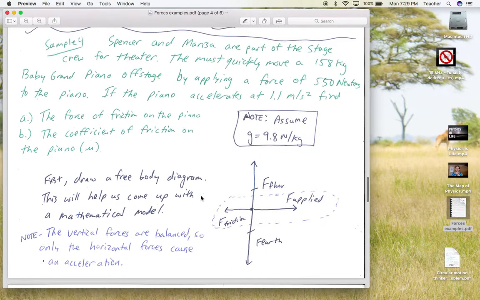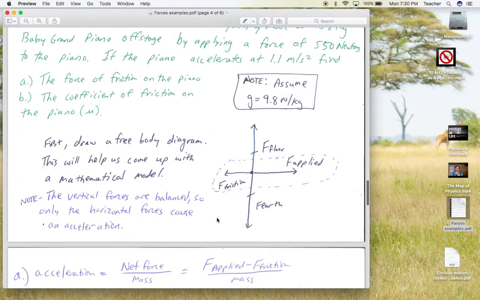Sample 4. Spencer and Marissa are part of the stage crew for theater. They must quickly move a 158 kilogram baby grand piano off stage by applying a force of 550 newtons to the piano. If the piano accelerates at 1.1 meters per second squared, find the force of friction and the coefficient of friction. So now we're working backwards. We've got an acceleration and an applied force and a mass. So essentially we're having to find this frictional force.